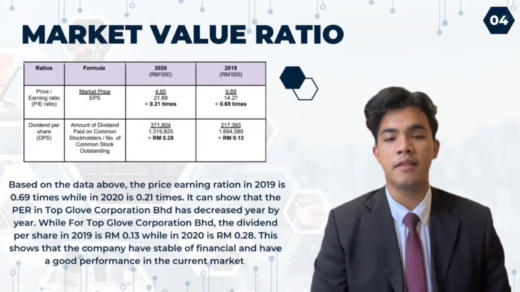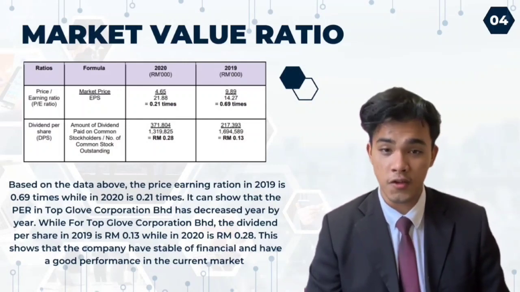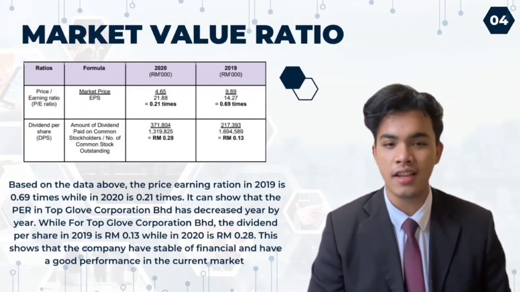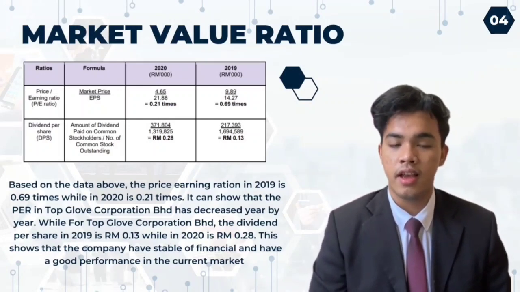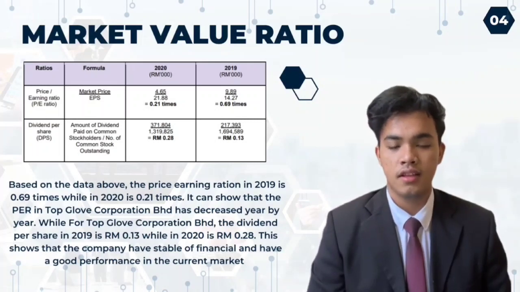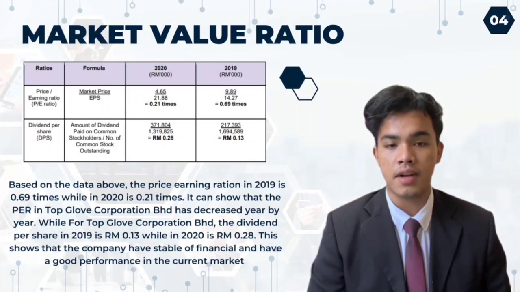Market value ratio can be defined as figures that are used to evaluate the current share price of a publicly held company's stocks. These are used to determine whether a company's shares are overpriced or underpriced. There are two figures in the market value ratio, which are price earning ratio and dividend per share.